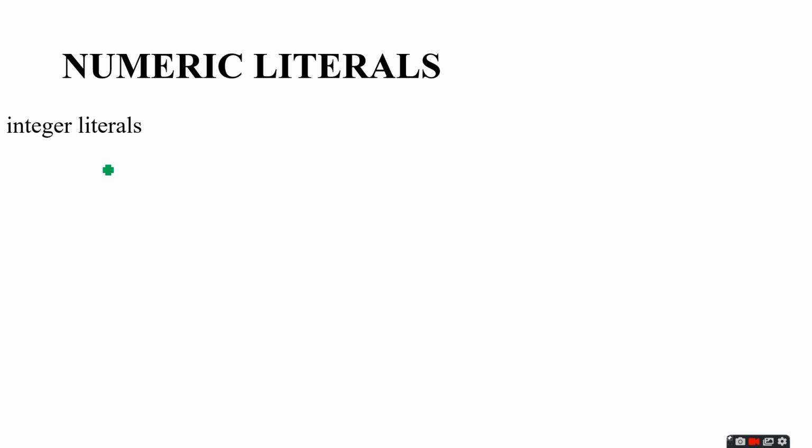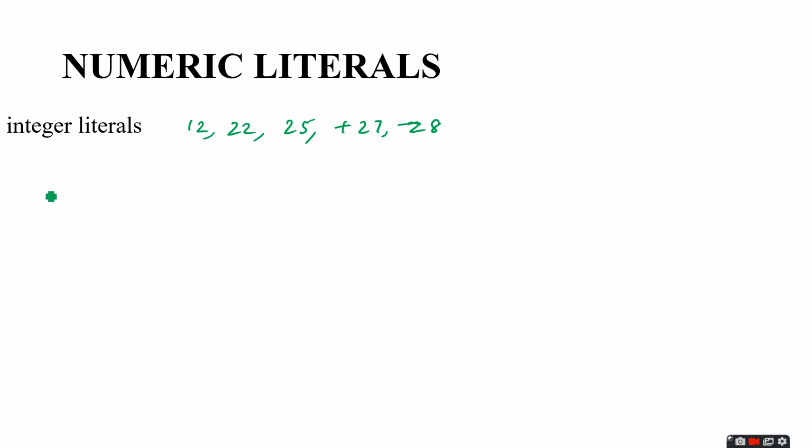In numeric literals, first one is the integer literal. We know that numbers like 1, 2, then 12, 22, 25, then plus 27, minus 28 are known as literals. Now, integer literals are again divided into three.